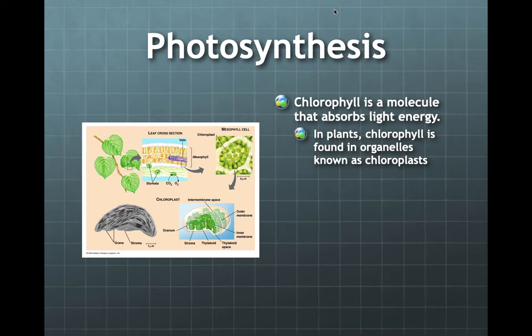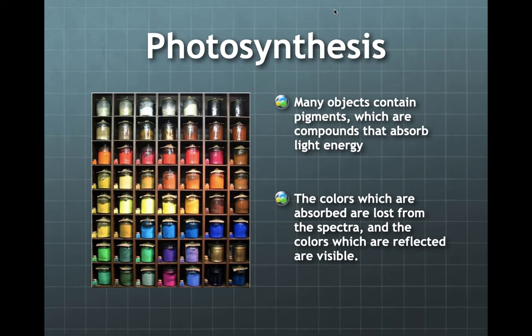So chlorophyll is a big key in this. It is a molecule that absorbs light energy, and in plants, chlorophyll is found in the organelle found only in plants called the chloroplast. And within the chlorophyll, we have pigments. So we have chlorophyll in the chloroplast, and pigments in the chlorophyll. Its whole goal is to absorb light energy, and the colors that you see are what's reflected from the light energy that it's not absorbing.